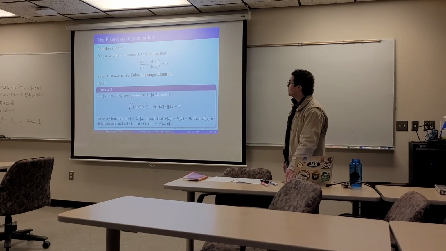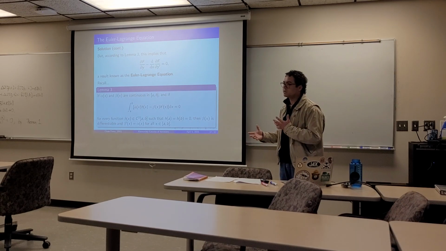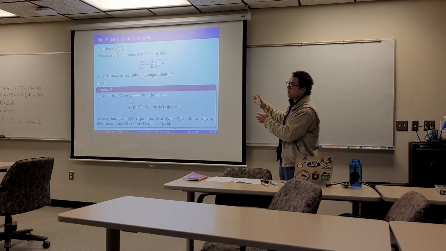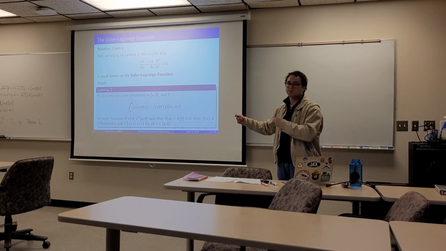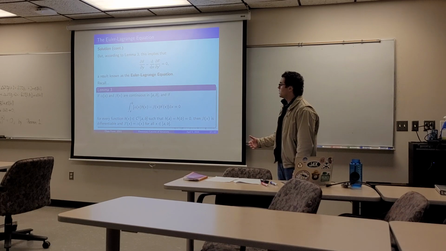So this is a very important result. This is called the Euler-Lagrange equation. And this is a differential equation which allows us to find maxima and minima of functionals, because this must be satisfied for our minimizing function on this functional in order for us to have a minimum or a maximum. And what we can do is take this and apply this to the brachistochrone problem.